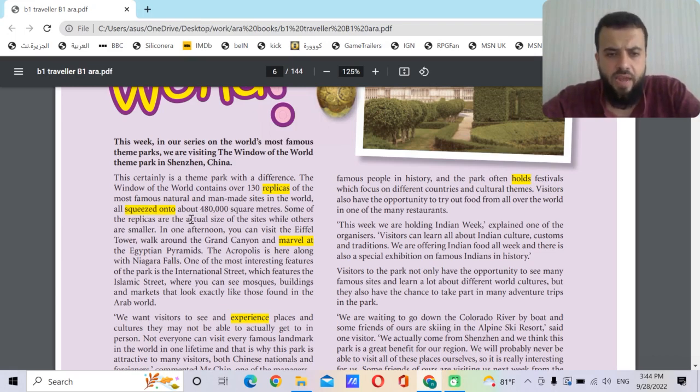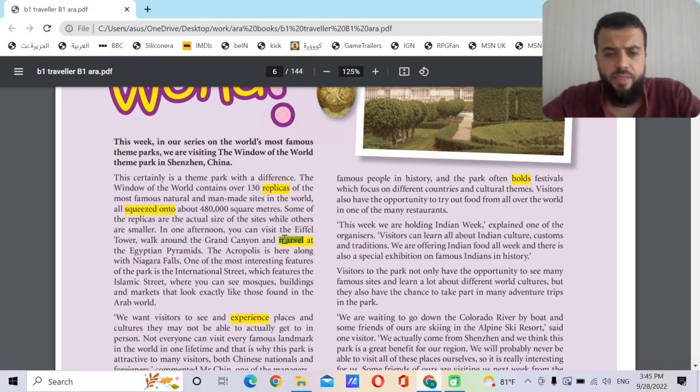Some of the replicas are the actual size of the sites, while others are smaller. The actual size, the same size, the real size, while others are smaller. In one afternoon, the afternoon is usually between 12 and 5. So, in about 4 hours, afternoon, you can visit the Eiffel Tower, walk around the Grand Canyon, and marvel at the Egyptian pyramids. Walk around, like take a stroll. Walk around and look what's around you.